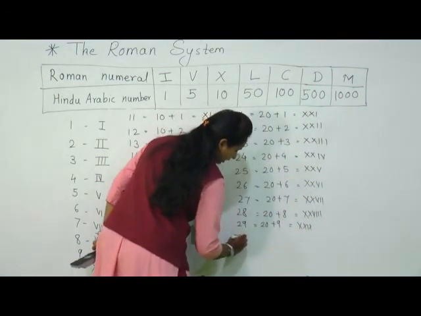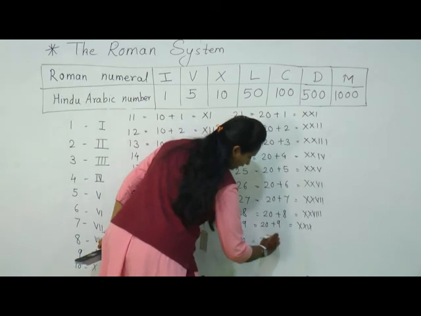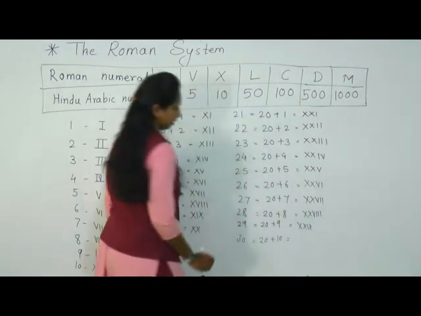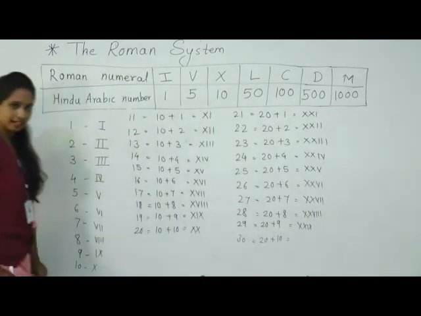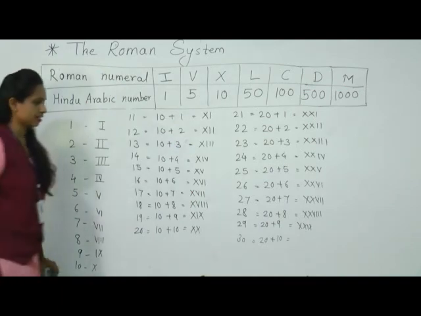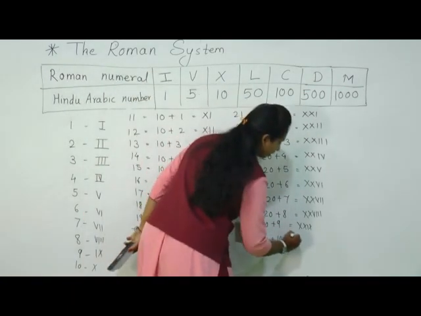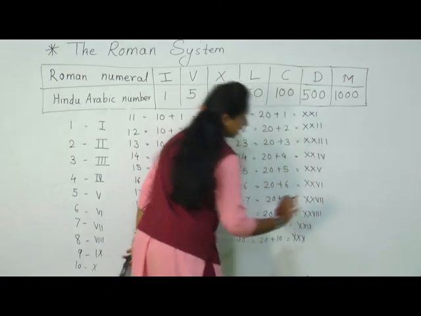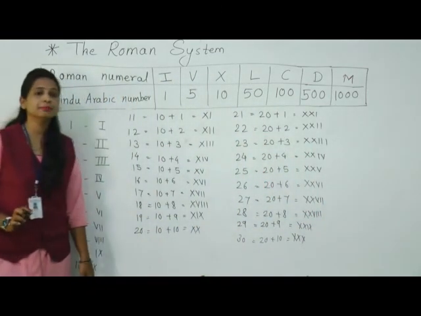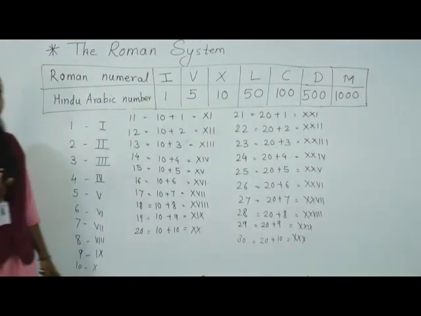Now what about 30? See, 20 plus 10 is 30. So 20 is represented as double X and 10 is represented as X. So together, double X and X. So triple X means 30. Got it?